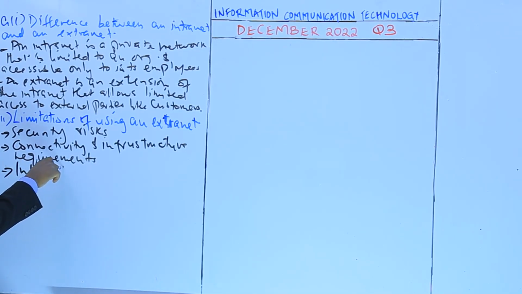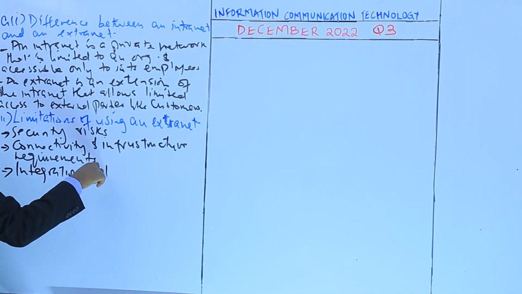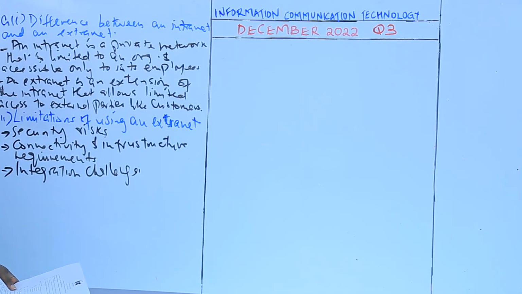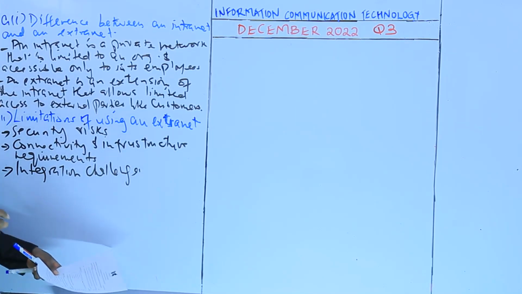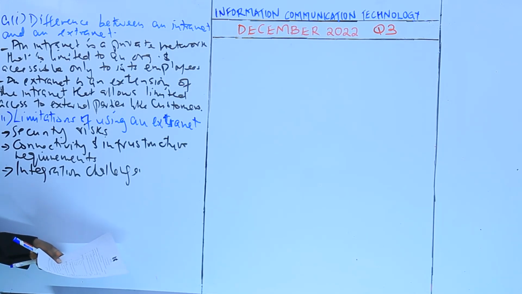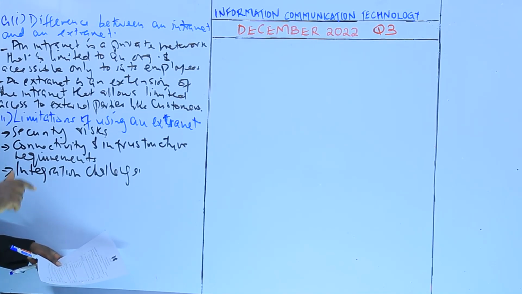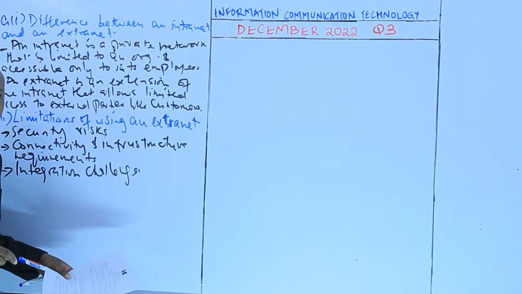Integration challenges. Integrating the extranet with the existing internal systems as well as databases can be complex, especially when dealing with different platforms and technologies. And ensuring smooth data exchange and compatibility between internal and external systems can also be a challenge.